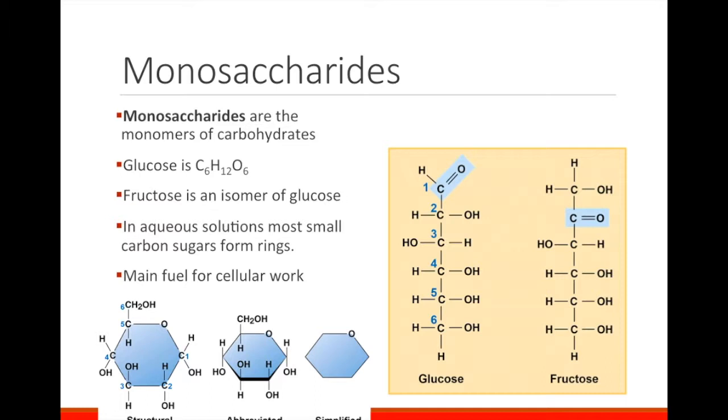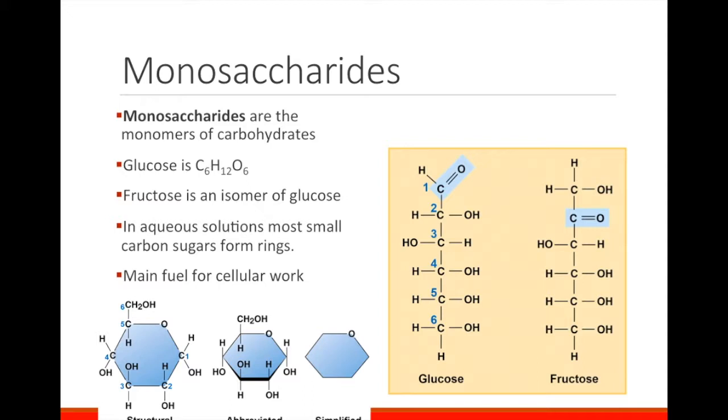Fructose is another monosaccharide that also has the same formula. But fructose has a different structure. The carbonyl group, the C double bonded to the O, is in a different location. This makes these molecules isomers. In liquid solutions of water, these small 6-carbon compounds form into rings. Each ring is a monomer, and the large sugars in your body are made up of these carbon rings stuck together.